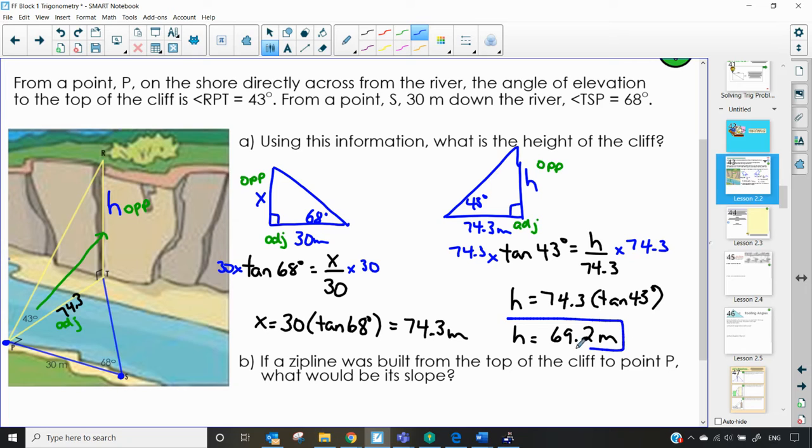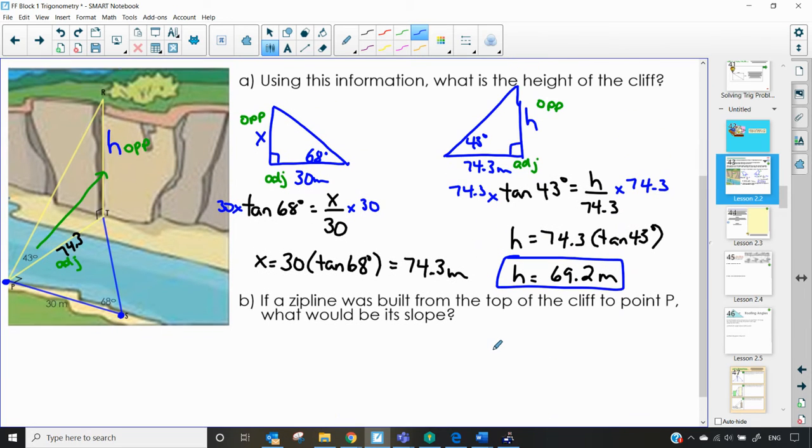Sometimes, depending on the diagram, this answer only gets us part of the way, and then we have to either calculate another step further or add numbers together. Everything depends on what the question's asking us. Now, second question here says, if a zip line was built from the top of the cliff to point P, what would be its slope? So if I were to build a zip line, let's say we climb to the top and now we want to take a zip line down.